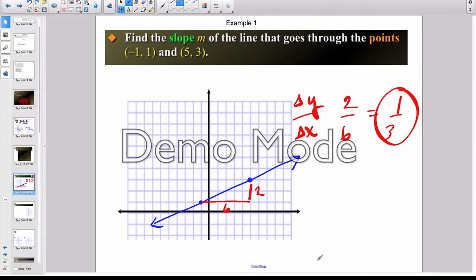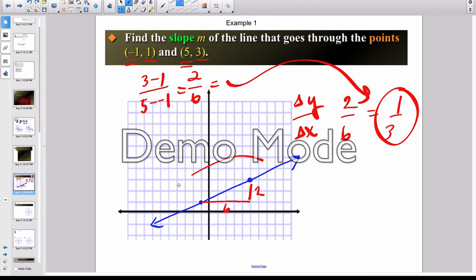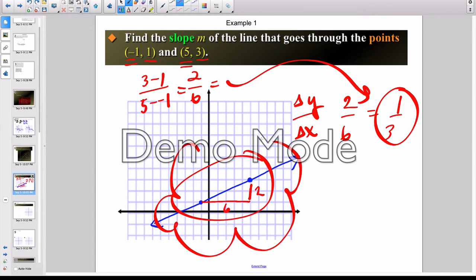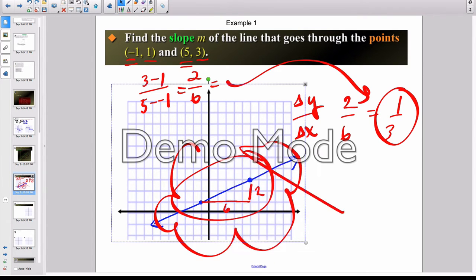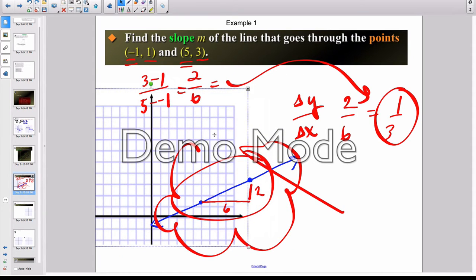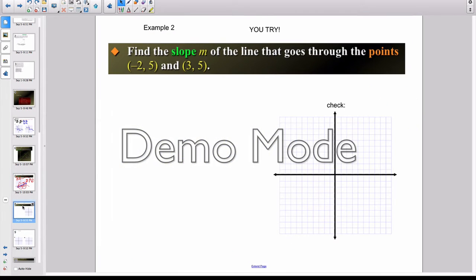There's our answer. Now you could do 3 minus 1 over 5 minus negative 1, which would give you 2 over 6, which would equal 1/3. I like the picture. That's how I think about it. But you can do whatever you want, whichever way works. Alright, so there's a U-try. Just find the slope between those 2 points.